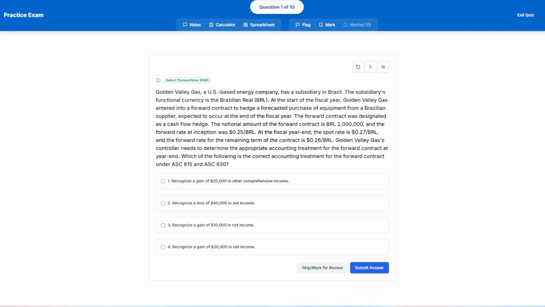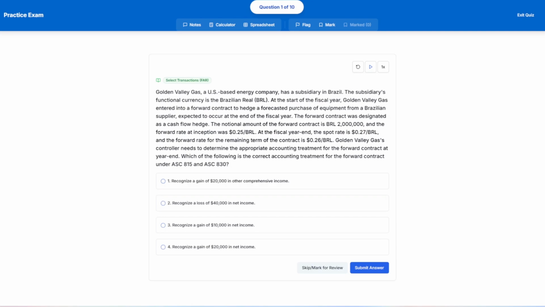Now, let's analyze each option. Option 1 suggests recognizing a gain of $20,000 in OCI. This is tempting because under ASC 815, the effective portion of the gain or loss on the derivative is indeed reported in OCI. In this case, the forward rate at year-end is 26 cents per BRL, which values the contract at $520,000 compared to the initial $500,000. The resulting $20,000 gain is what should be recognized in OCI. So, this option aligns well with the accounting standards.